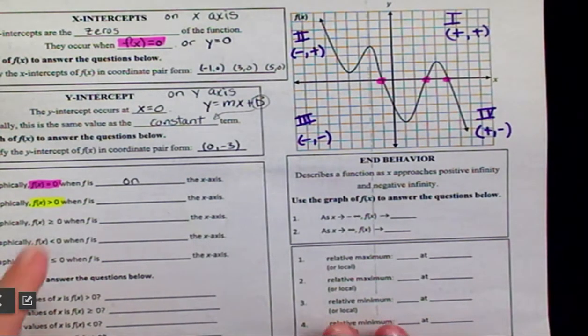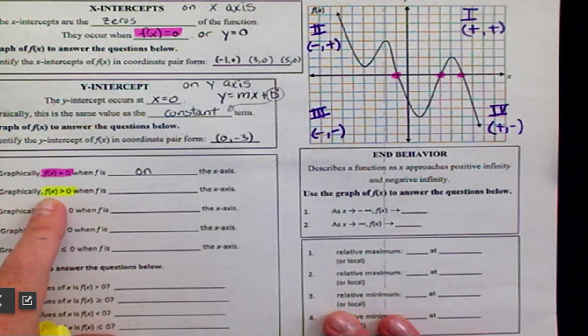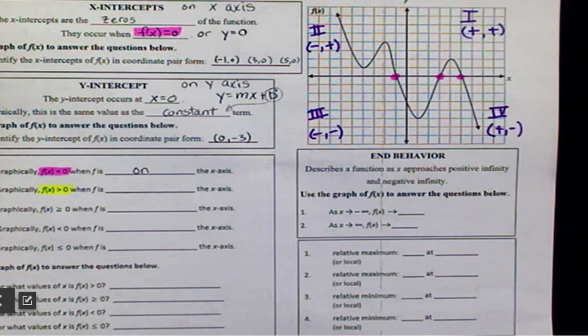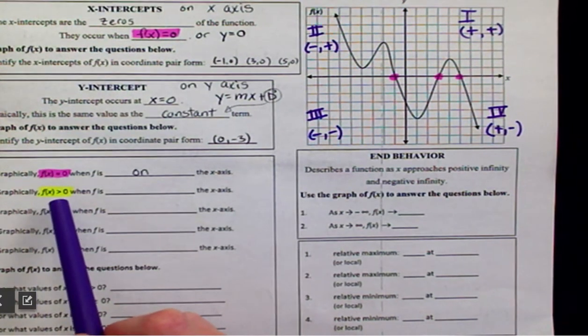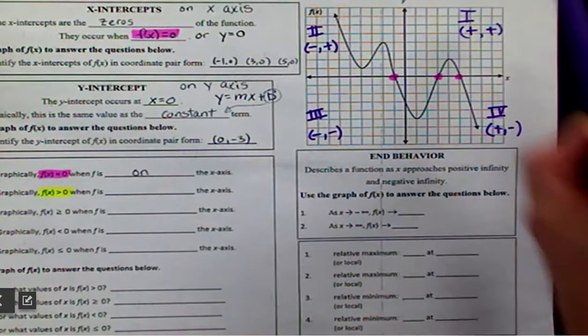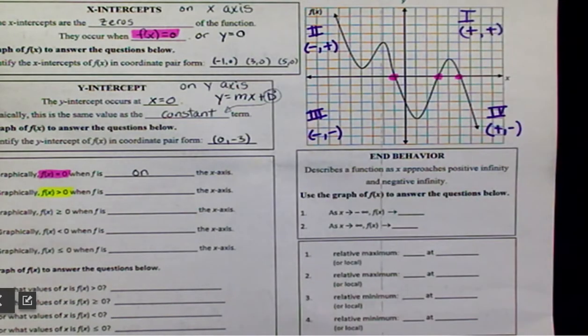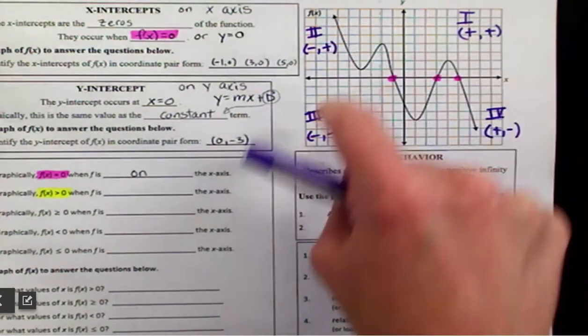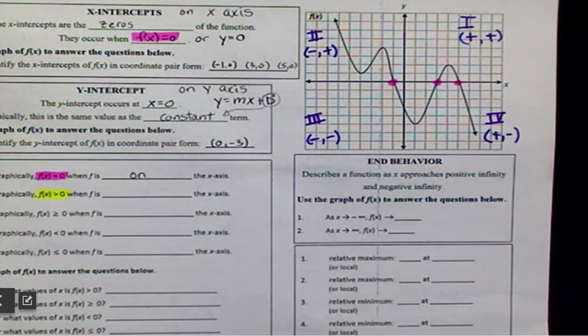Okay. What is yellow asking us about? Can someone read that to me without saying f of x? What would you say instead of f of x? Y. Okay. Graphically, when is y greater than 0? Quadrants 1 and 2. Where do you plot positive y coordinates? Quadrants 1 and 2. Highlight the portion of the graph that corresponds to quadrants 1 and 2.